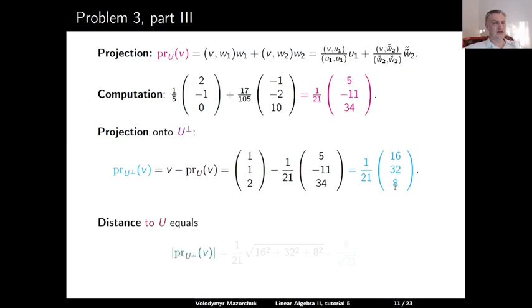So the distance from v to U is the length of this vector, which is 1 divided by 21 times the square root of 16 squared plus 32 squared plus 8 squared. So we can take out 8 squared. With the square root, we will get 8. And here, under the square root, what remains is 1 plus 4 plus 16, which is root of 21. Altogether, we will get 8 divided by the root of 21. And this is the distance from v to U.